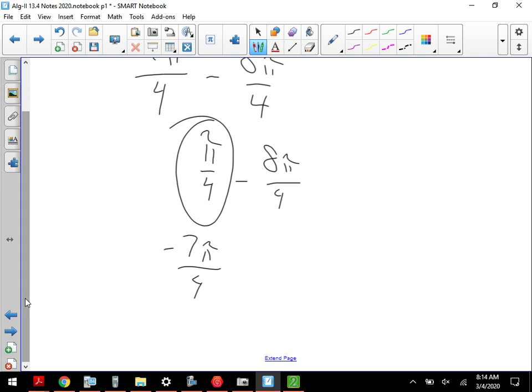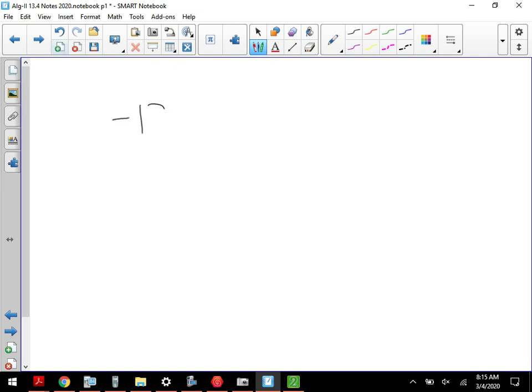And then you just add or subtract again, depending on which way you're going. It would have been the same thing if this was negative 13 pi over 2, make it crazy. Negative 13 pi over 2 is obviously more than 1 revolution.